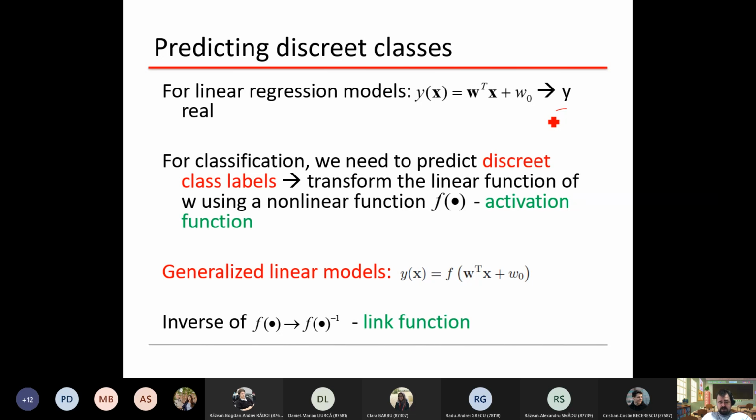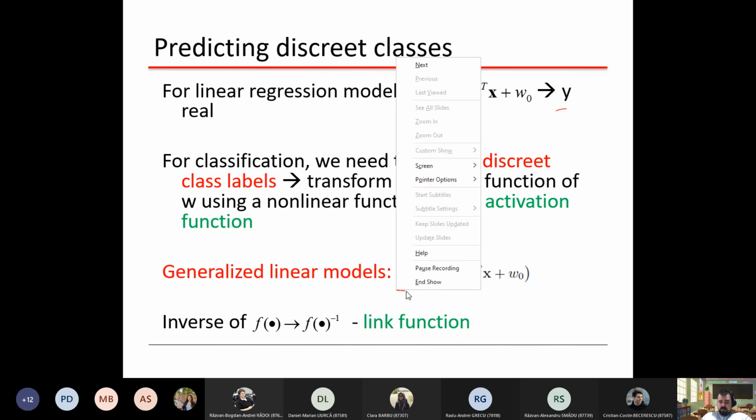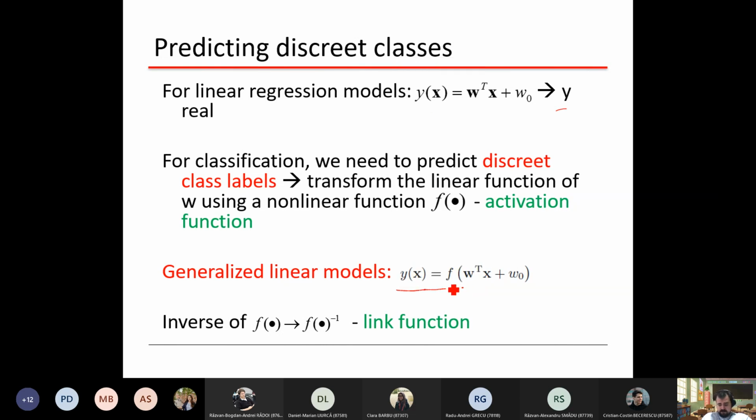And therefore, this new model that is obtained is called the generalized linear model, and it is nothing more than what you did for regression, but afterwards taken through a nonlinear function f. And in fact, the inverse of the activation function is called link function. Any questions so far?